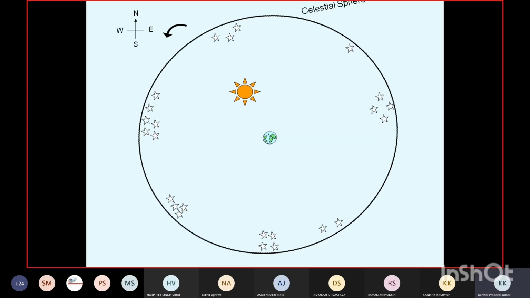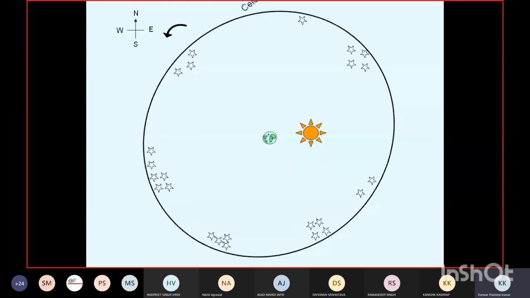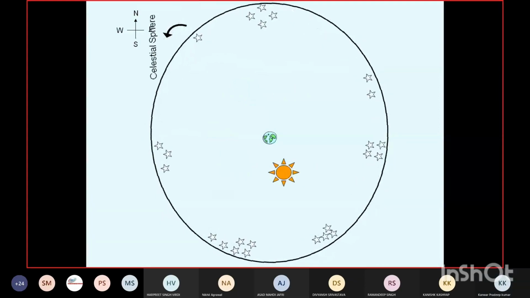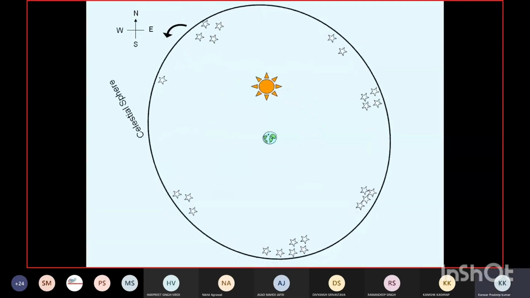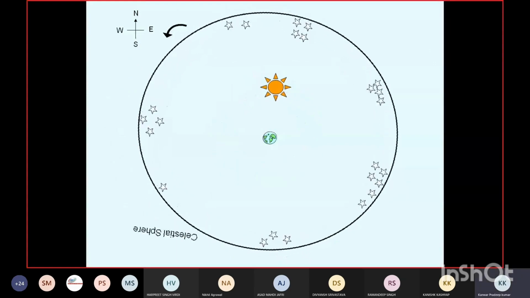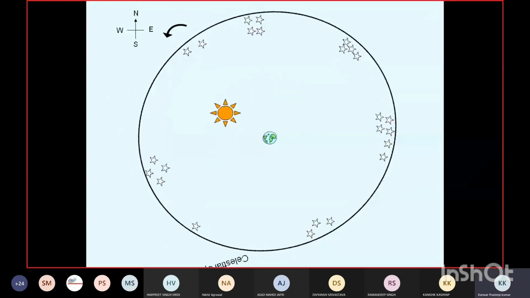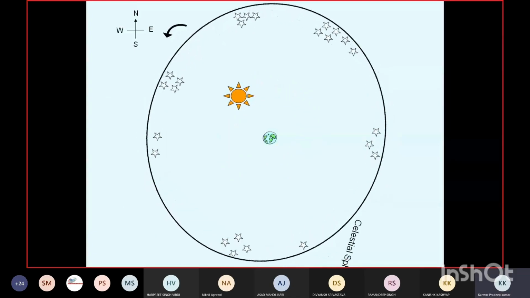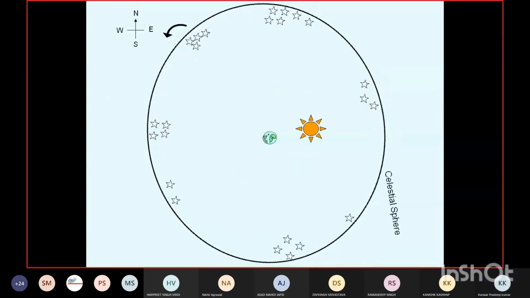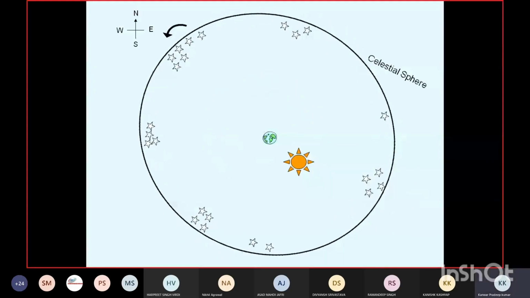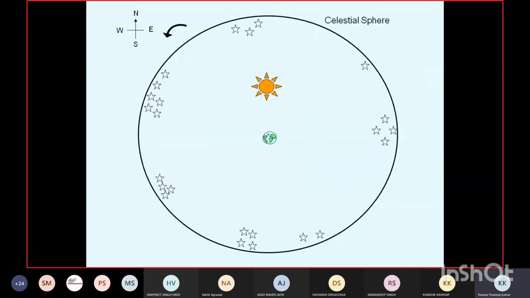So now you see the celestial sphere. The sun is rising in the east, setting in the west. The whole celestial sphere seems to move. Earth is stationary now. Because even when you look around you, do you see the Earth moving? You do not see the Earth moving. So here also the Earth is stopped. And the sun is rising, sun is setting, stars are rising, stars are setting.